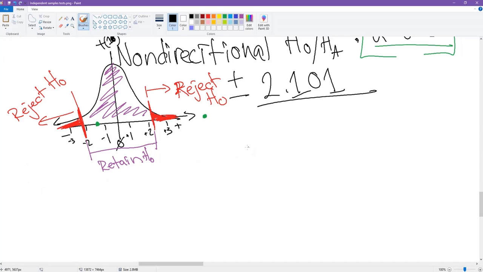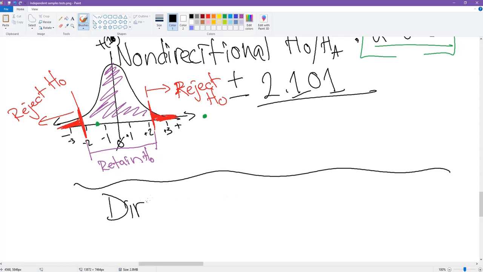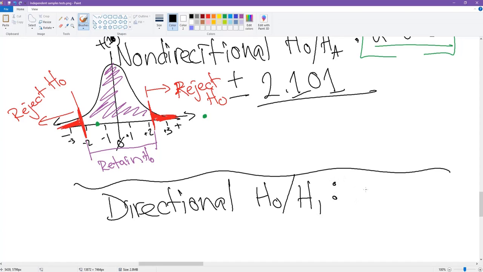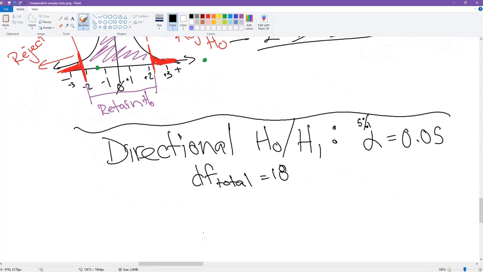But that's for a non-directional null or alternate hypothesis. What about for a directional one? Well, I still have to follow the same steps. I'm still using that alpha of 0.05, or 5%. And I'm still going to be using my degrees of freedom total of 18, but my critical values are going to change.